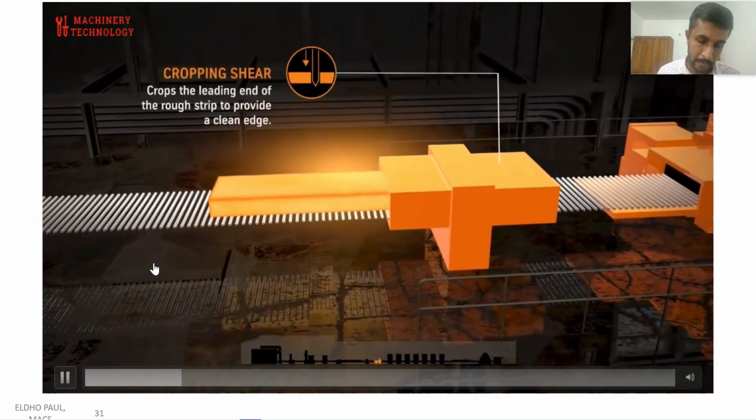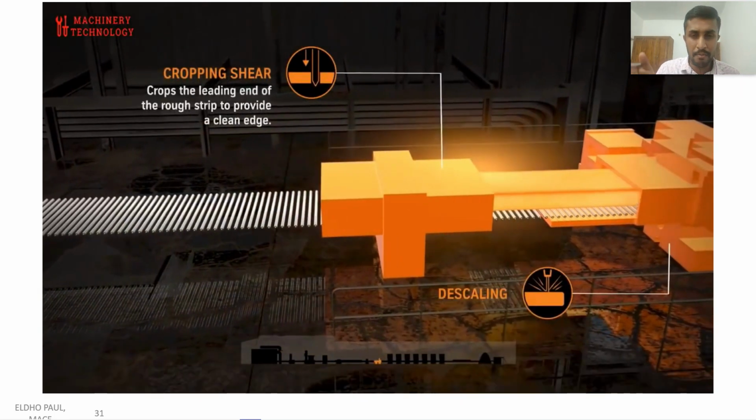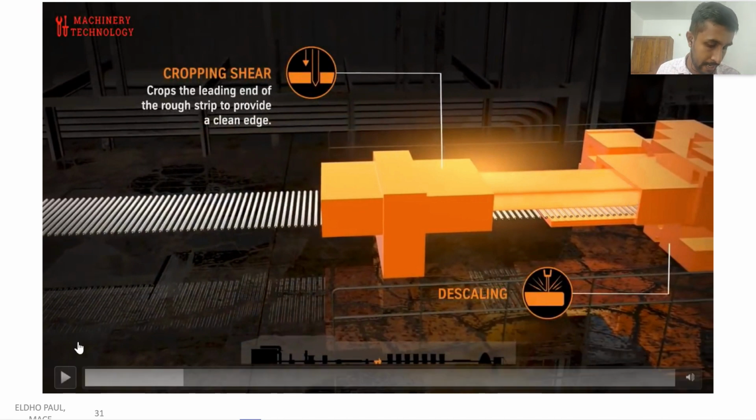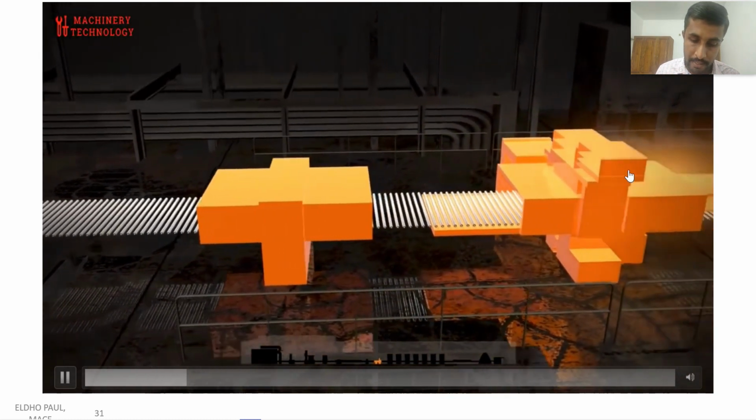This is the cropping shear, which crops the lead edges of the rough strips to provide clean edges. Then we remove some of the edges of the workpiece for maintaining the clean edge of the workpiece. Then we do descaling. This is the descaling again.